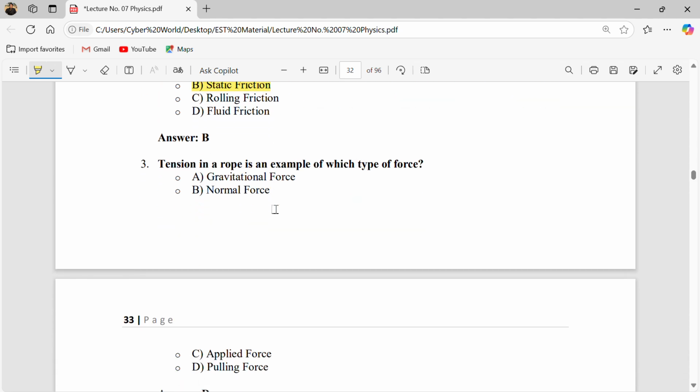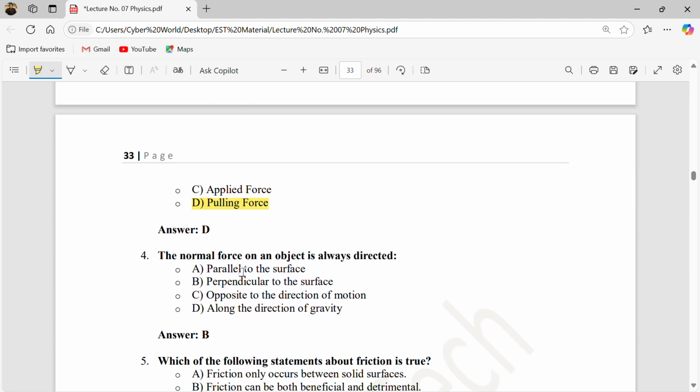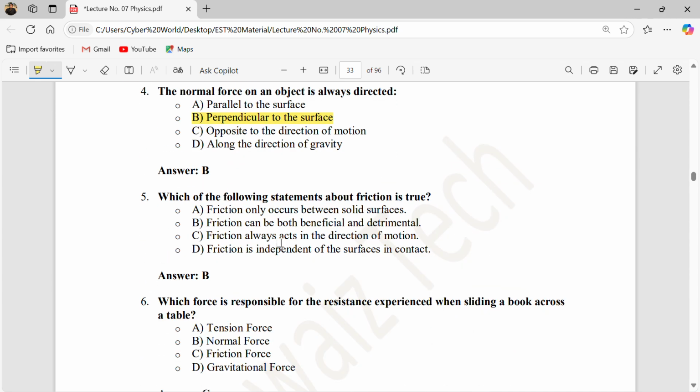Tension in a rope is an example of which type of force? Normal force, applied force, pulling force, or gravitational force. So the answer is D, pulling force. As I mentioned before, tension force is always a pulling force, not gravitational, not normal, not applied. The normal force on an object is always directed perpendicular to the surface.